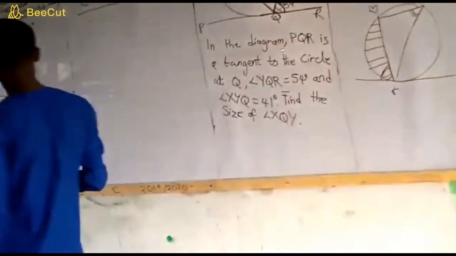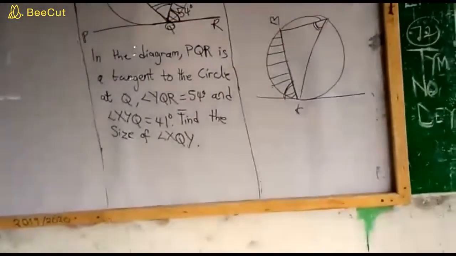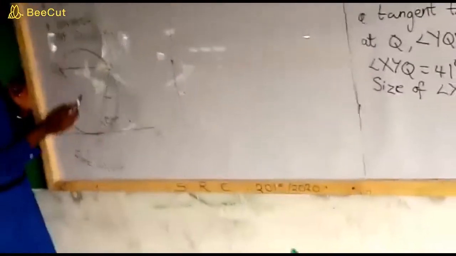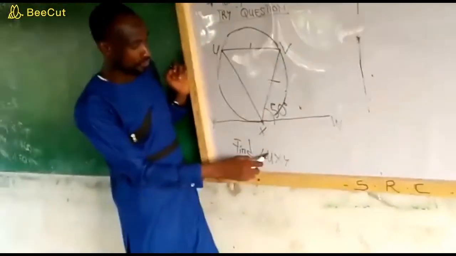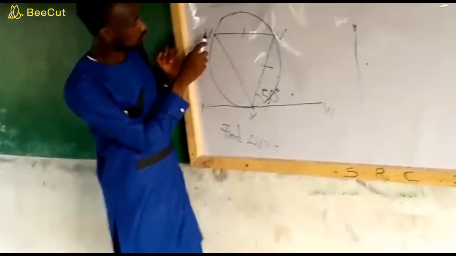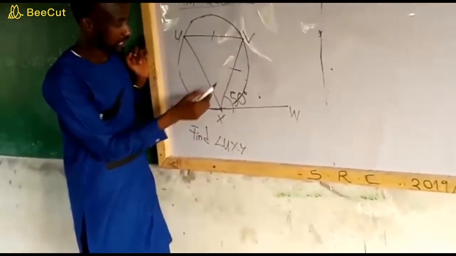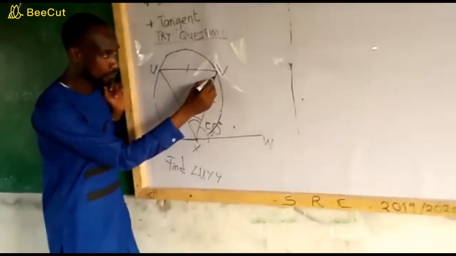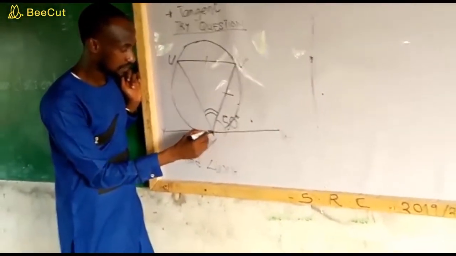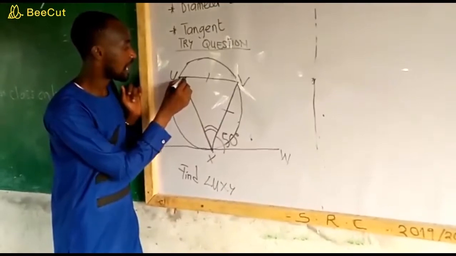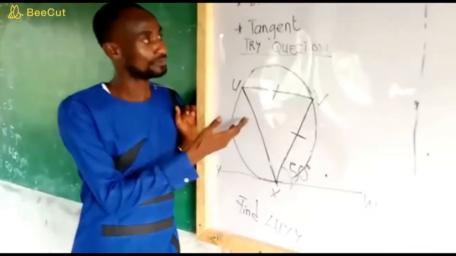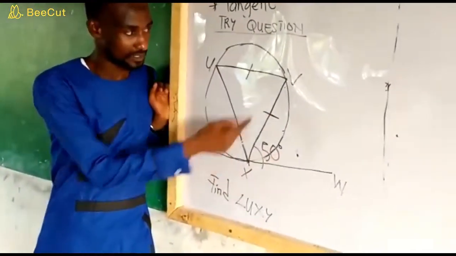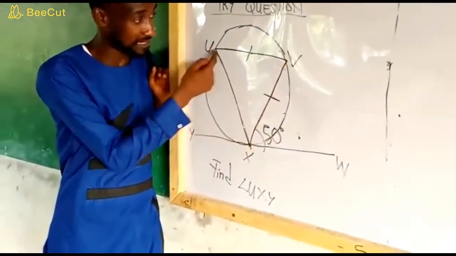Now, let's look at this question. So, they said you should find UXY. UXY. So, I'm talking of this angle. But I hope you see this shape as a triangle. So, this is a triangle question. So, look at the shape. I'm sure you can see it's a triangle.